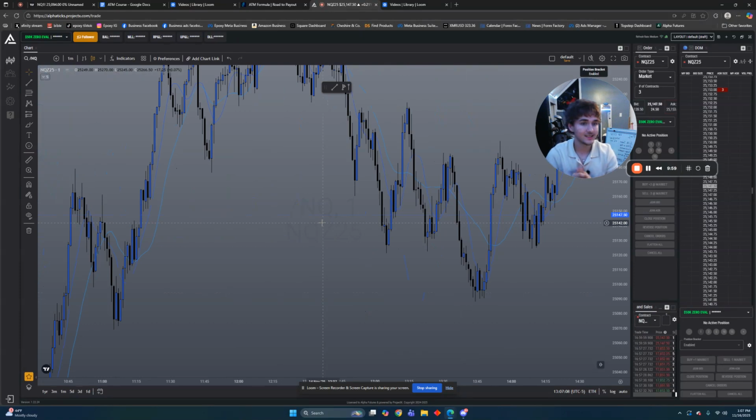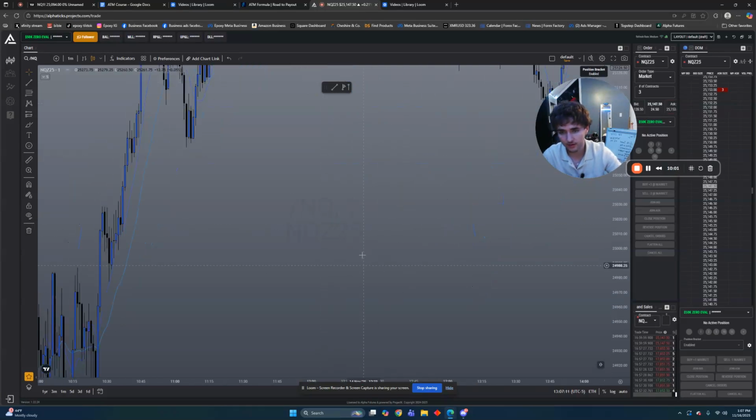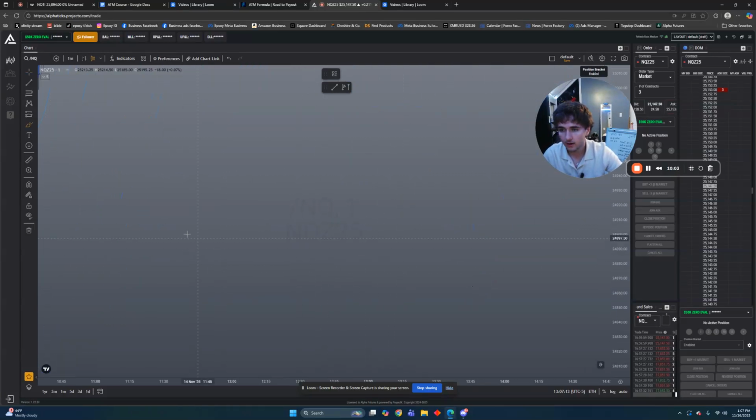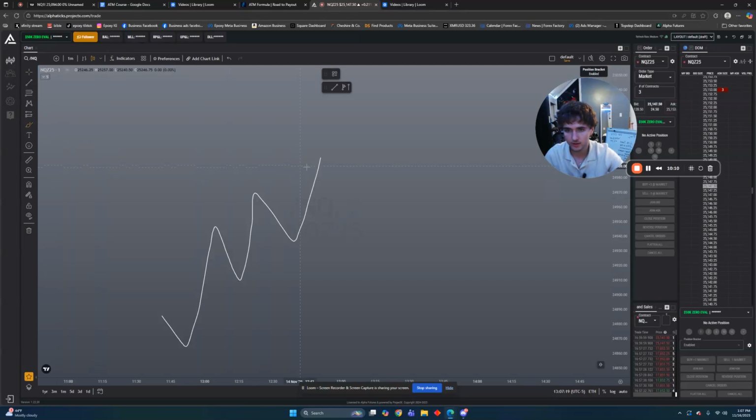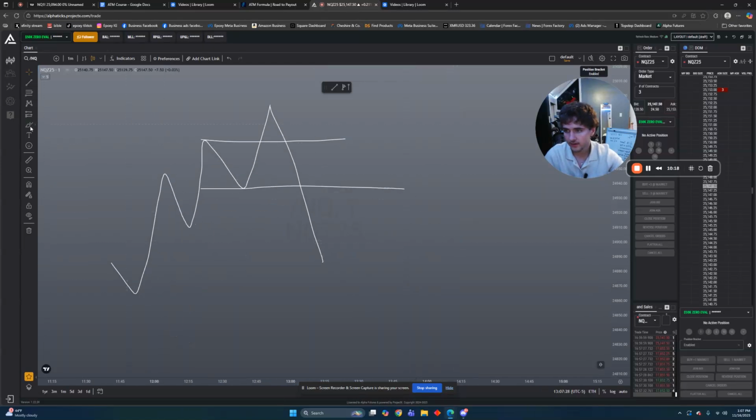It's really, really simple. Let me draw it out one more time. We're in an uptrend. Then we break structure to the downside. This zone right here is the breaker block. We come and retest this breaker block.